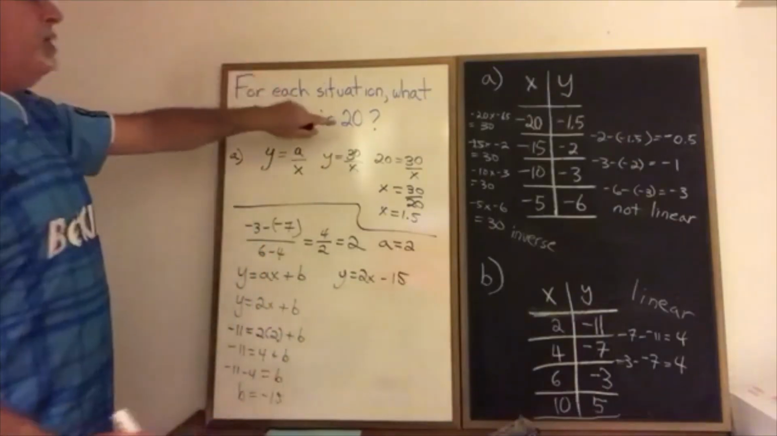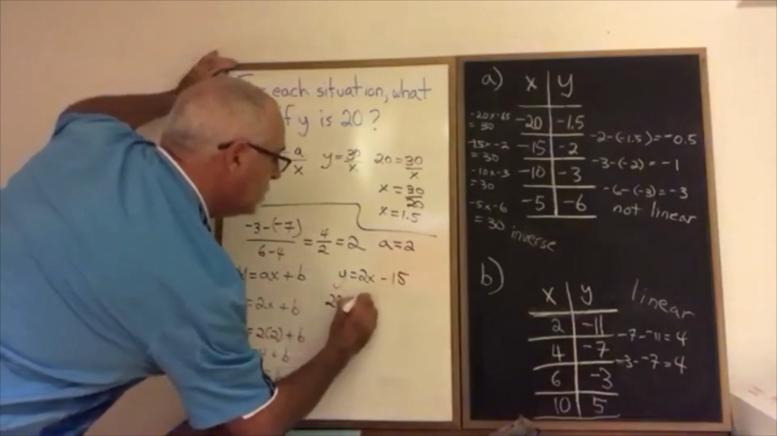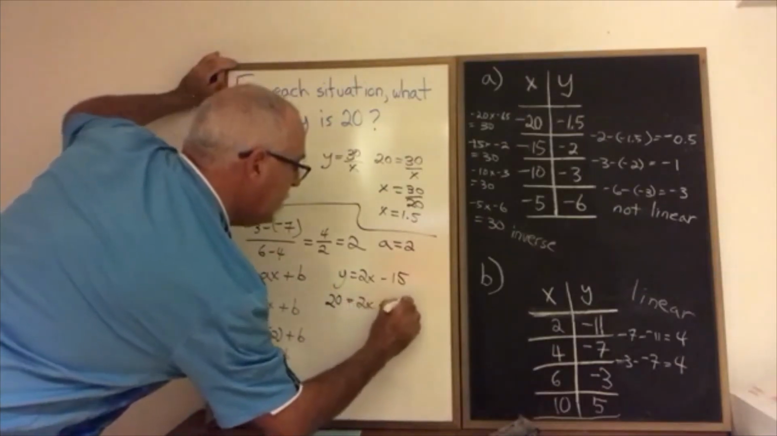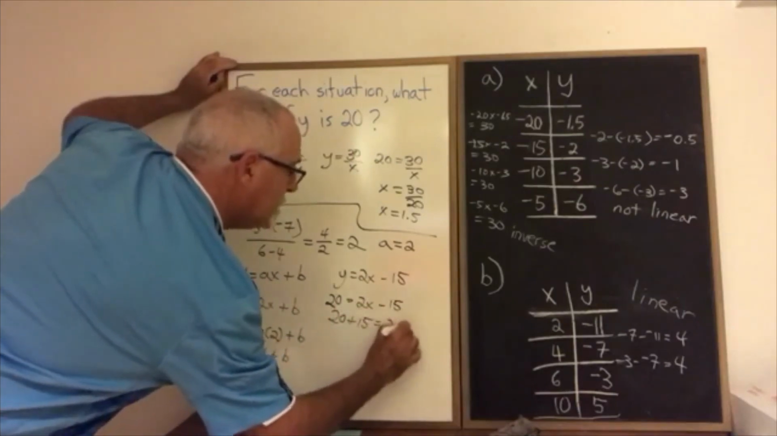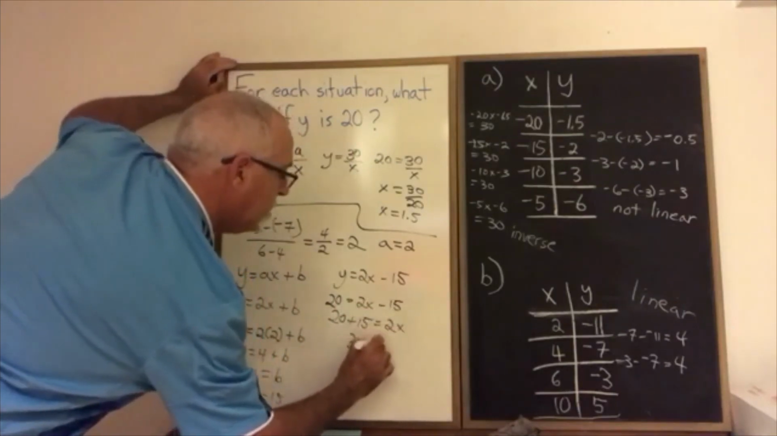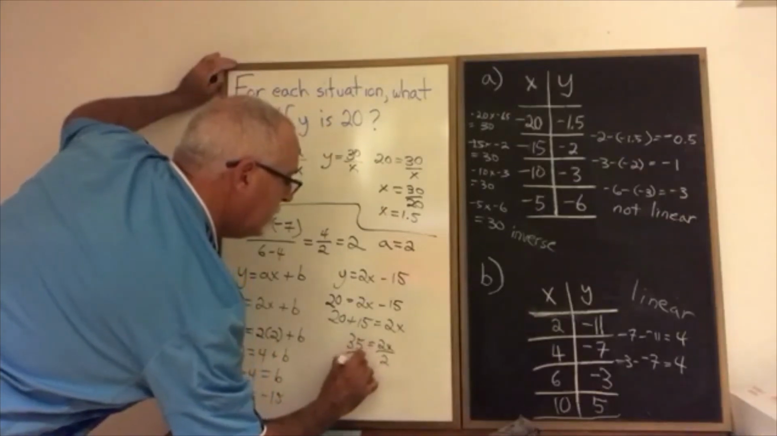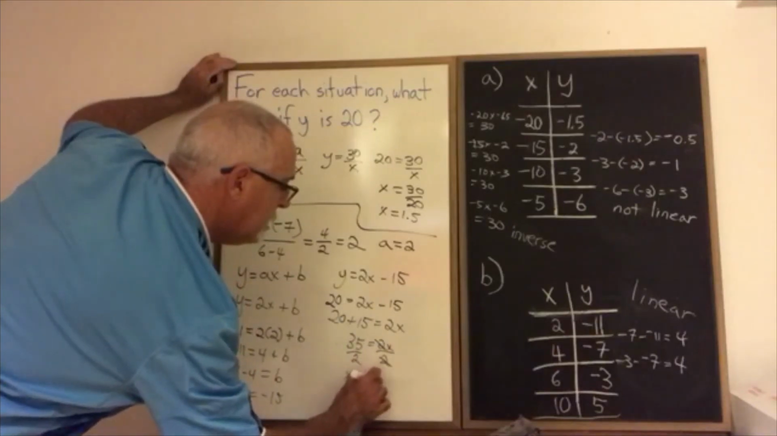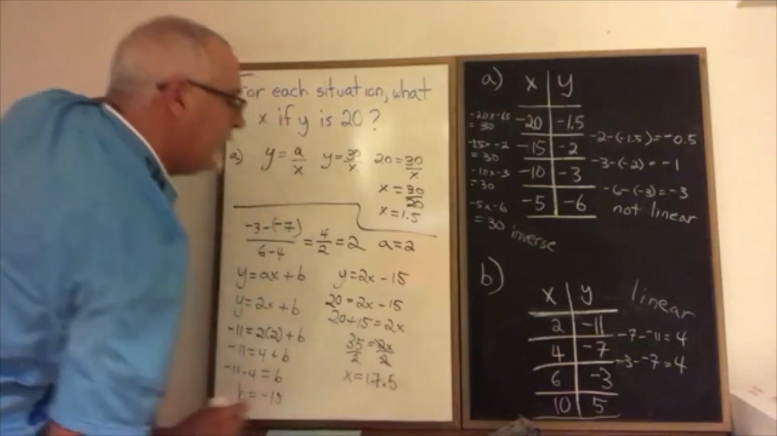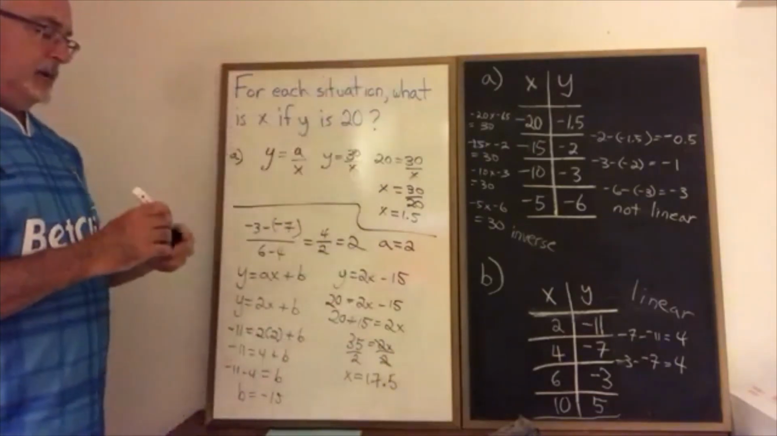Now I plug in y equals 20 into this equation. 20 equals 2x minus 15. 20 plus 15 equals 2x. 35 equals 2x. We divide both sides by 2 to isolate our x, and x is equal to 17.5. Again, we have no unit of measure to apply, so that is our final answer.